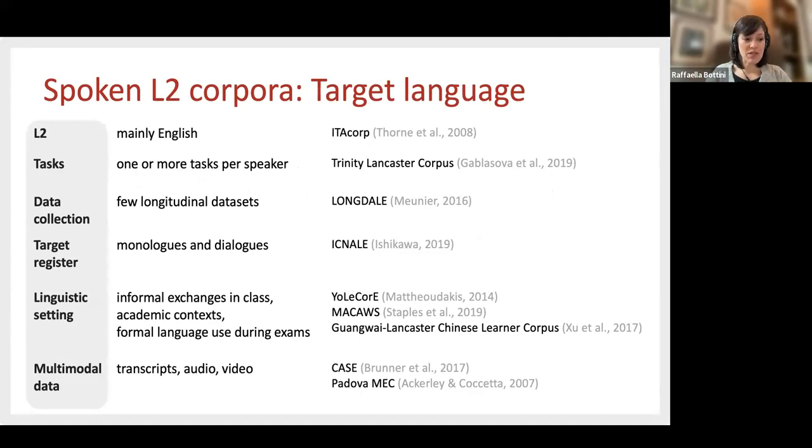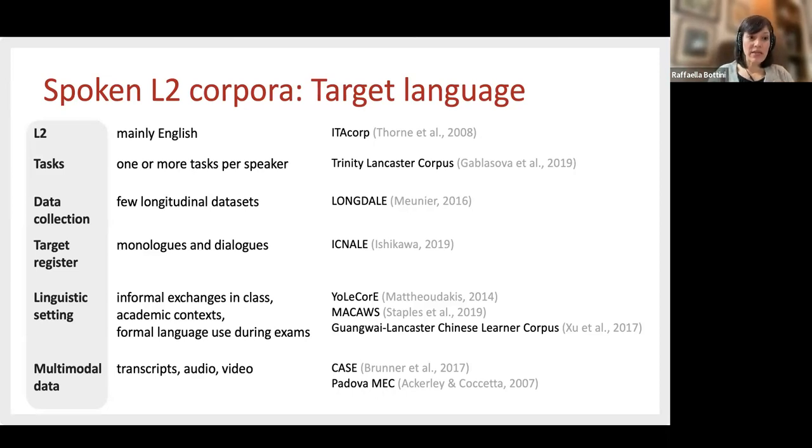There are some exceptions, and here you can see on the right an example, the ITA corpus, which is the International Teaching Assistants Corpus. L2 spoken corpora also vary and can be categorized depending on the tasks that they represent. We can collect one or more tasks per speaker, such as in the Trinity Lancaster corpus.